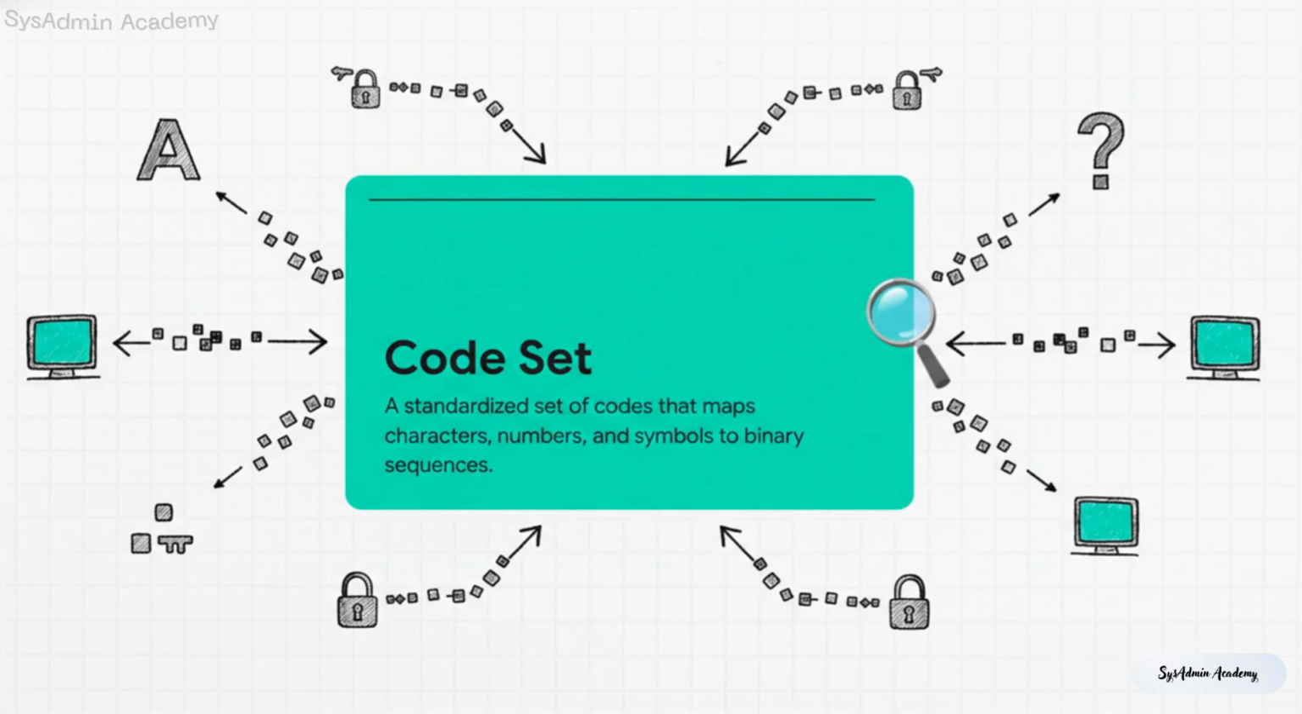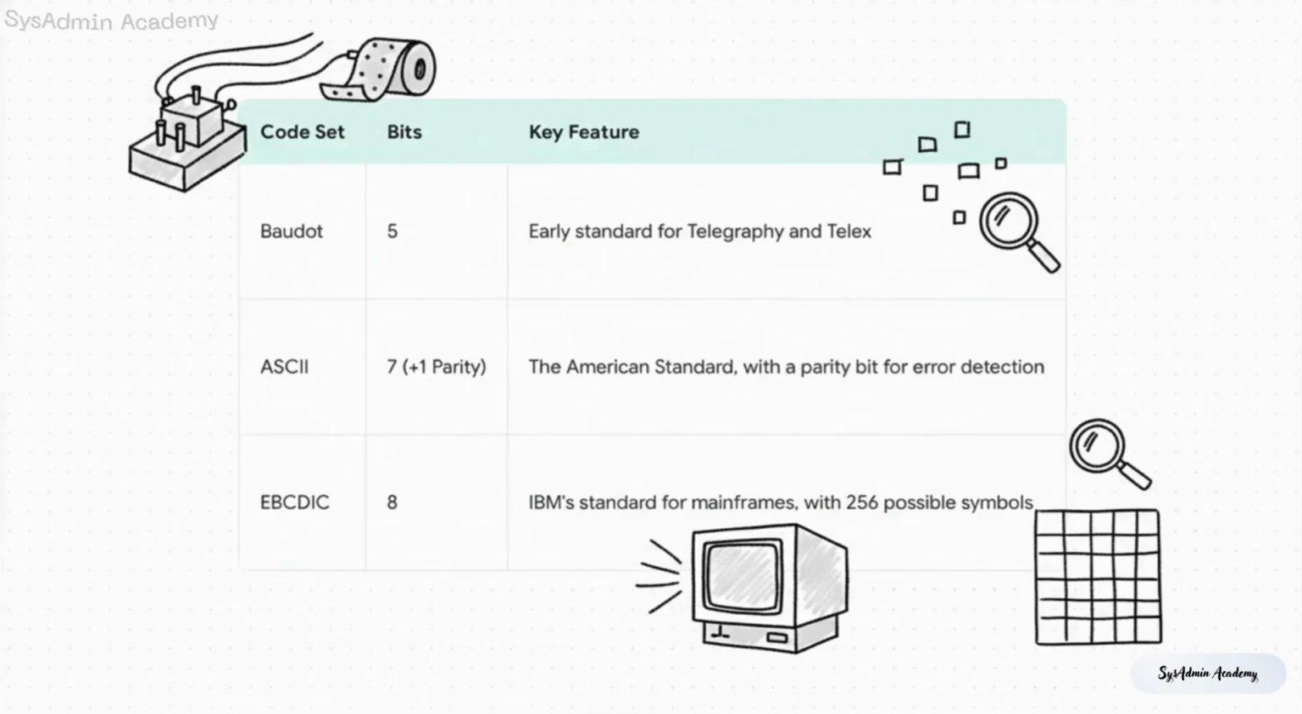You can imagine the chaos without these standards, right? The letter A I send from my machine might show up as a smiley face or just total garbage on yours. So these code sets are the absolute key to making sure different systems can actually understand each other. And believe me, there have been a few of these dictionaries over the years.